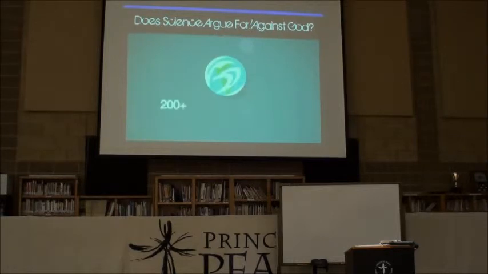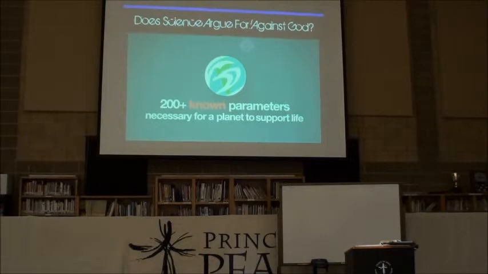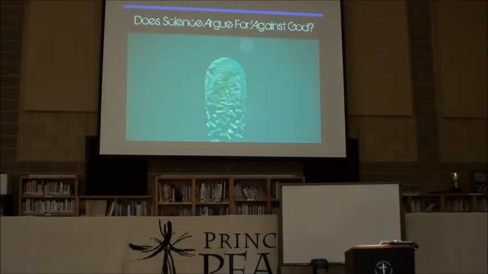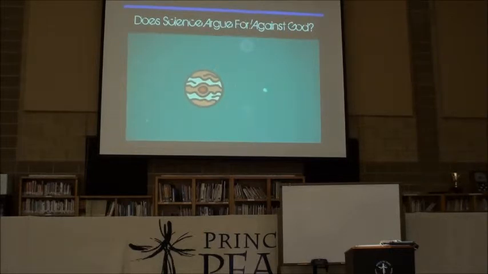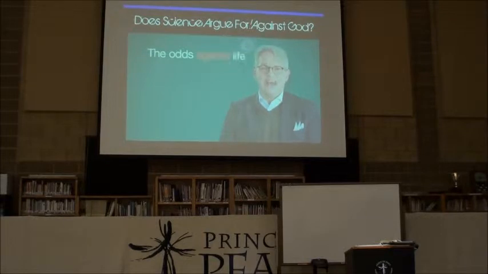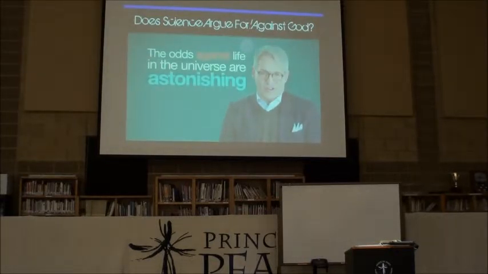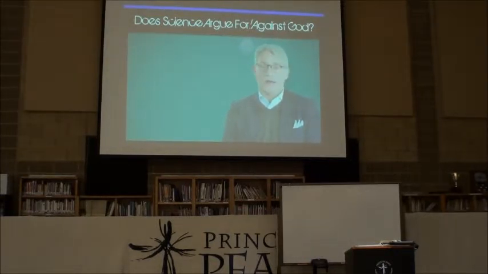Today, there are more than 200 known parameters necessary for a planet to support life, every single one of which must be perfectly met or the whole thing falls apart. For example, without a massive gravity-rich planet like Jupiter nearby to draw away asteroids, Earth would be more like an interstellar dartboard than the verdant orb that it is. Simply put, the odds against life in the universe are astonishing. Yet, here we are, not only existing, but talking about existing.